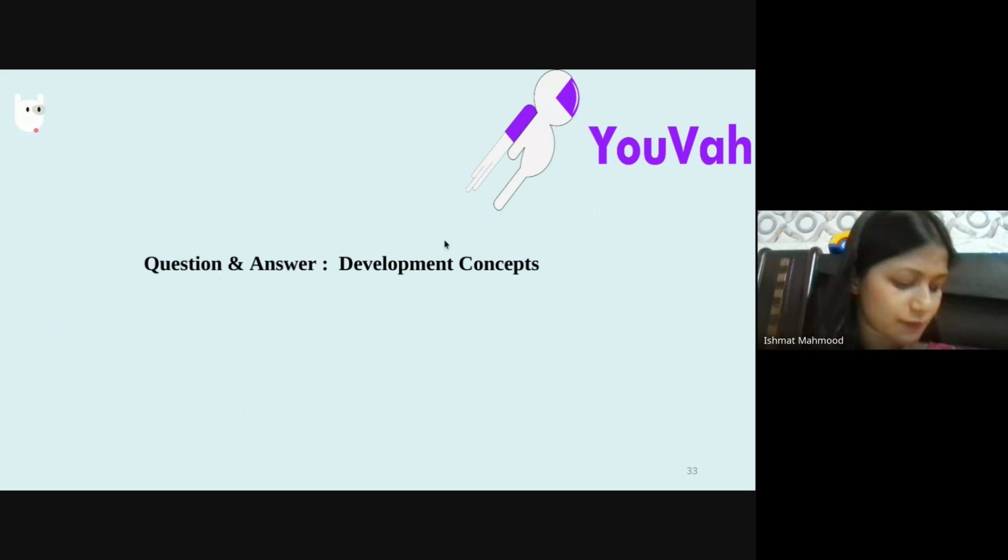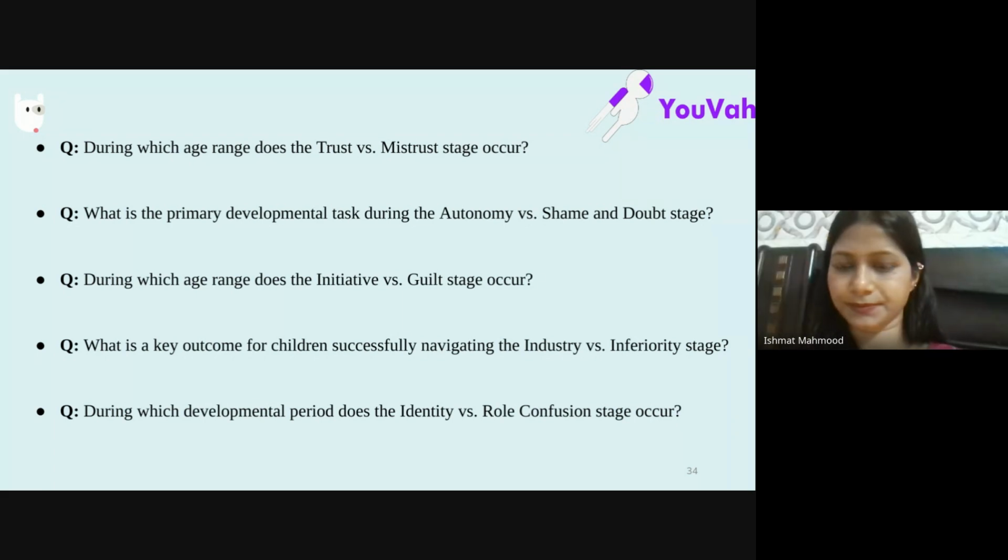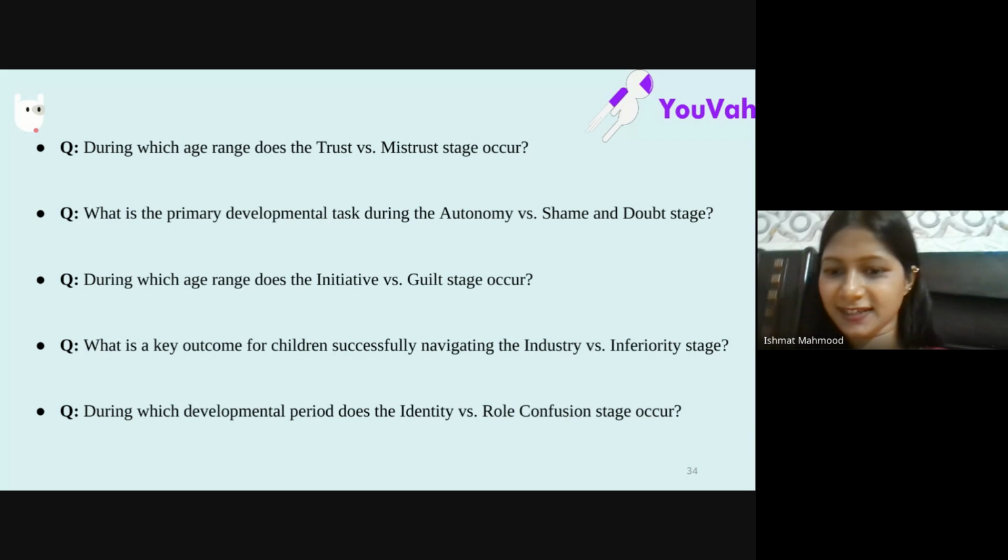Okay, so next we'll move on to developmental concept. We will move on. यहाँ पे we'll do some question and answers. Okay, so everybody ready for the question answer round?